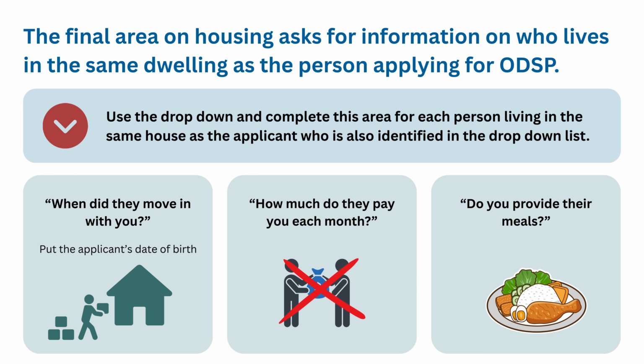And then it says, Jay, do you provide your meals for your parents? No, I do not provide their meals, and you would indicate that. So you're going to go through and respond appropriately for your personal situation for each person who lives in the same home as the applicant.